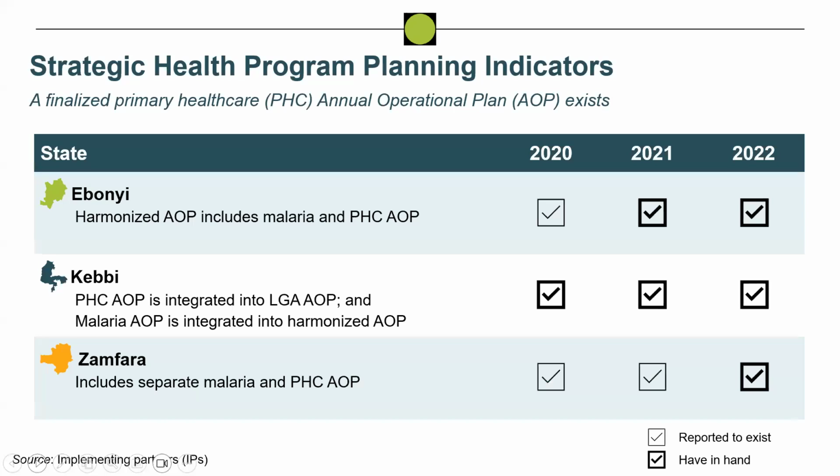So for the strategic health program planning domain, we looked at whether each state has a finalized primary healthcare annual operating plan. All 3 states reported having such plans for all 3 years, and we were able to obtain copies of the plans for all 3 states in 2022. Next slide.